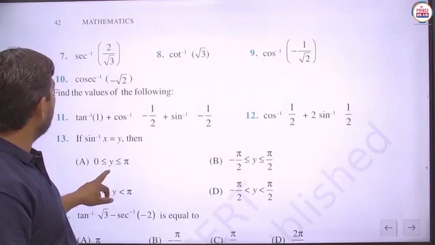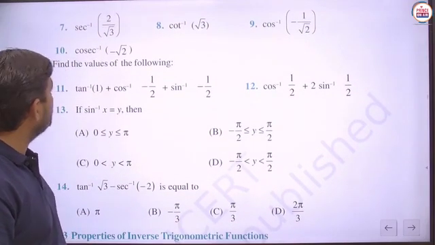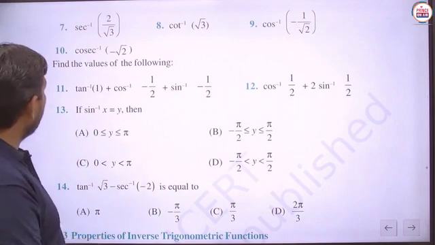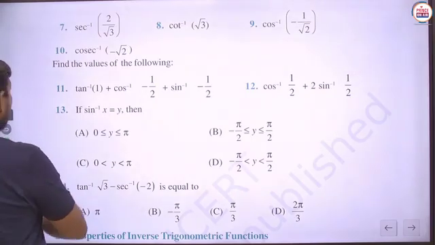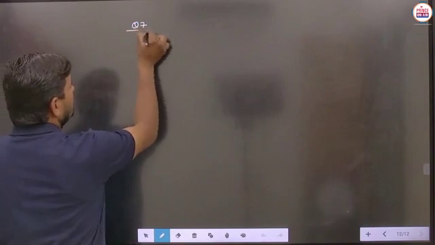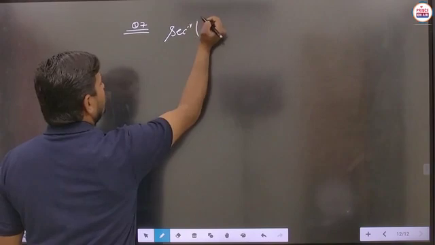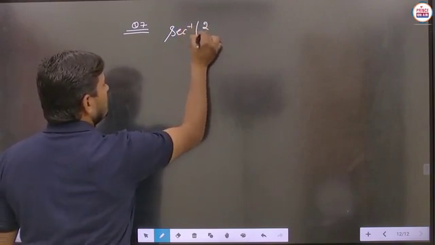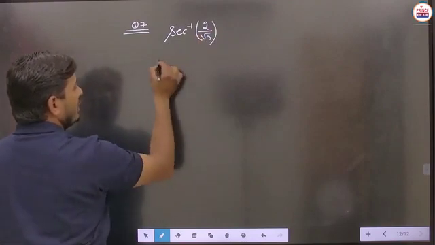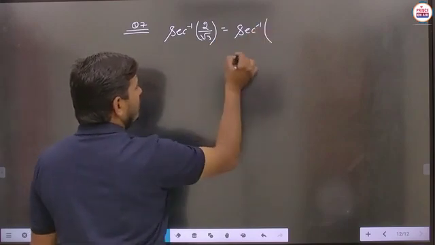In this question number 7, again a simple, similar type of question is given. So we have to find the principal value of sec inverse 2 by root 3. So in this question number 7, we have to find the sec inverse of 2 by root 3. A very basic question again, dear student. So this can be written as sec inverse 2 by root 3.